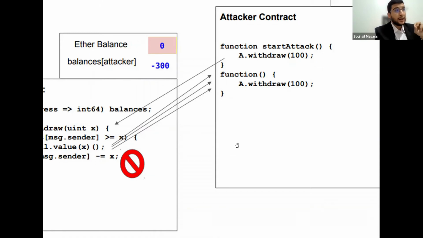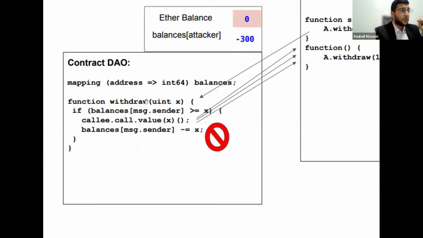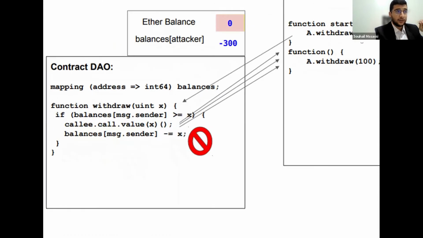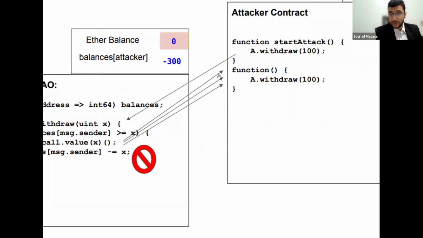The first thing is that we call the startAttack function. As I said, the startAttack function just executes the withdraw function located in the DAO contract. The withdraw function is called with 100, of course, and the smart contract does the verification. Imagine that this smart contract has a balance of 200. The first verification will be true, because 200 is higher than 100, and the DAO contract will send ether to the smart contract of the attacker.